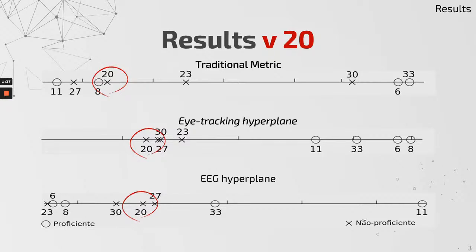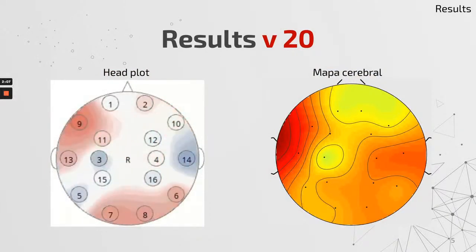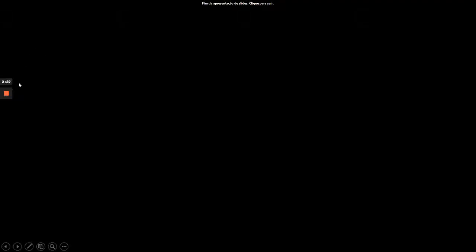Here is just one of the results, to give an idea: analyzing one of the volunteers with the traditional metric, with the eye tracking, and with the EEG. With the eye tracking, it's possible to check the scan path, which shows the sequence and the important points where the volunteer looked at the screen, and from this generate a heat map. Together with this, it's possible to check the head plot to see what parts of the brain had more activation, and with this a brain map showing the most important areas that were used. This is just an idea of what we will discuss in the complete presentation. Thank you so much.